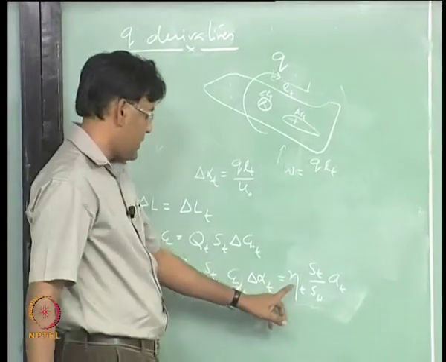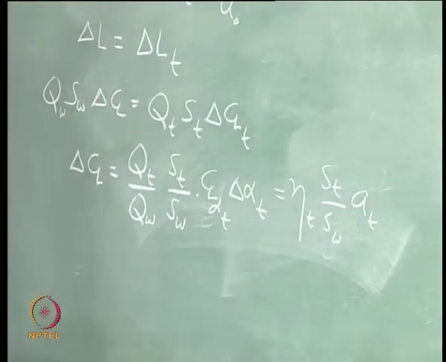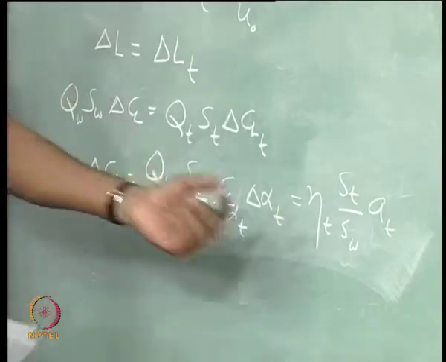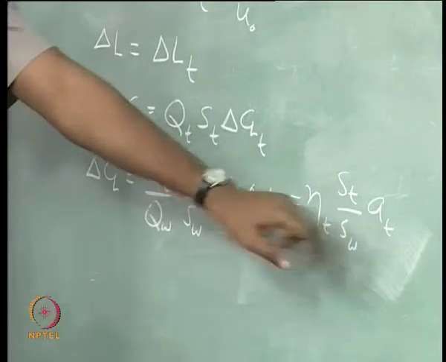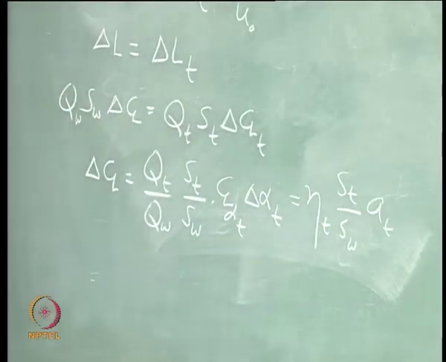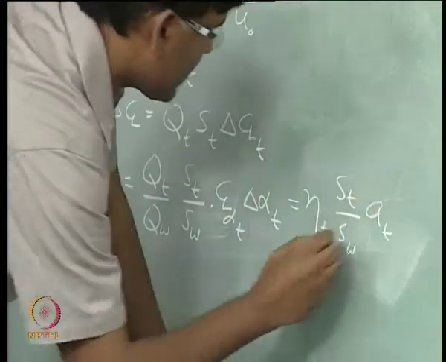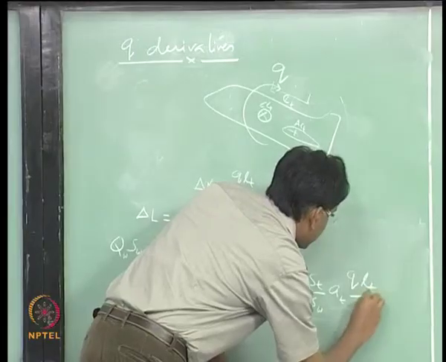So, this eta T is the ratio of the dynamic pressures, right. S T is the tail planform area, S W is the wing planform area, A T is the lift curve slope of the tail into this increase in angle of attack due to the pitch rate.